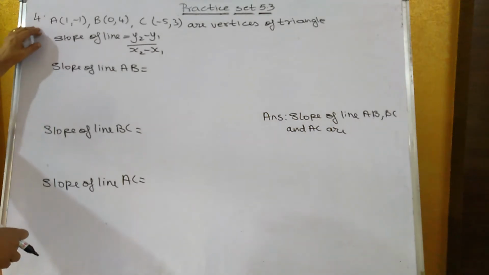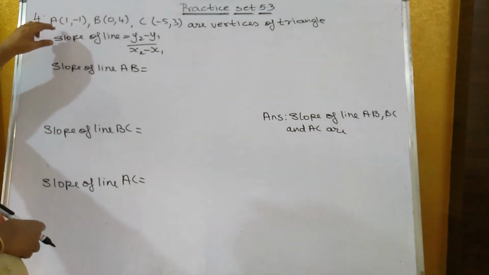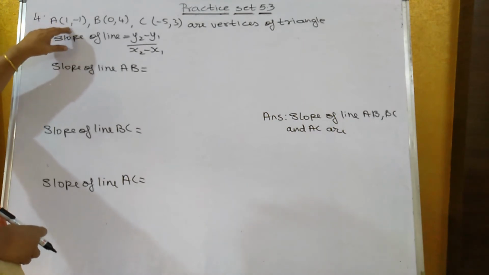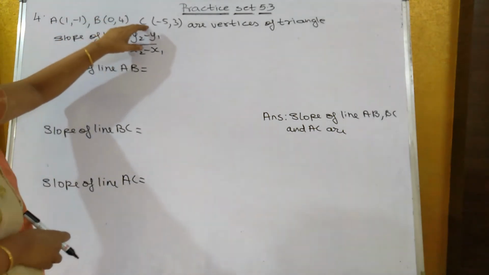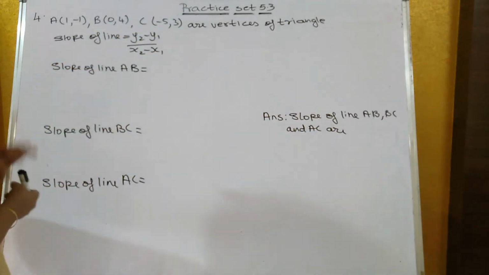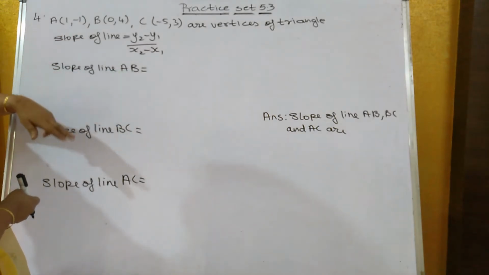Now sum number 4 of practice set 5.3. They have given the coordinates of the vertices of the triangle: A is (1, -1), B is (0, 4), C is (-5, 3). We have to find out the slope of each side. So we will find out the slope of line AB, line BC and line AC.